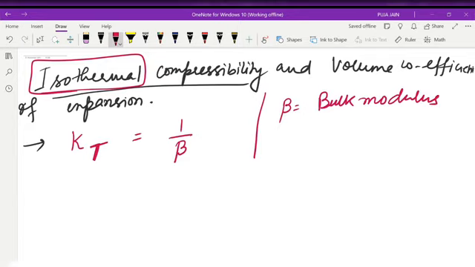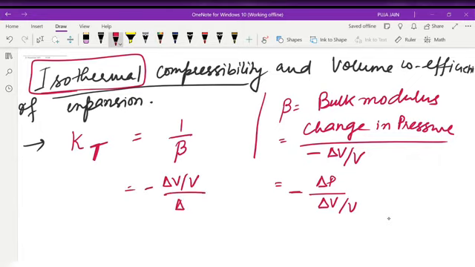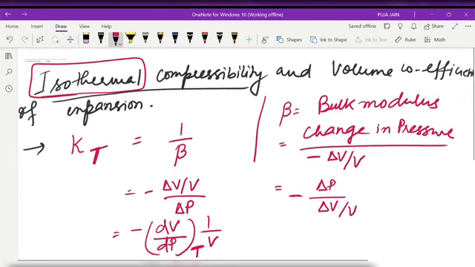We define bulk modulus by the change in pressure divided by minus del V by V. Suppose the change in pressure we write as del P. So the minus sign is here, del V by V. This we define as beta. So how will we define KT now? Just the reciprocal of it: minus del V by V by del P. In differential form, we write KT equals minus 1 by V dV/dP, at constant temperature T. So this we define as isothermal compressibility.